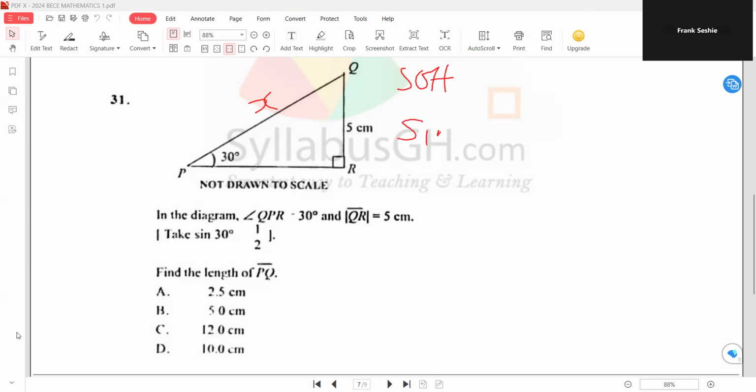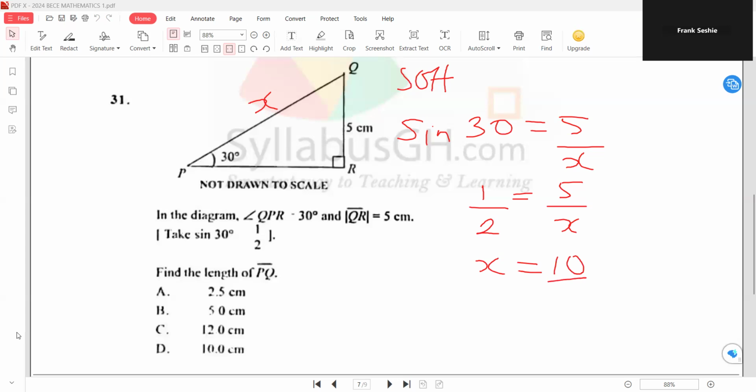So sine of the angle 30 is equal to opposite 5 over hypotenuse X. That is what we are finding. And sine 30 is a half. That is 5 out of X. 1 times X is X, 2 times 5 is 10. So X is 10 cm, which is the PQ that we are asked to find.